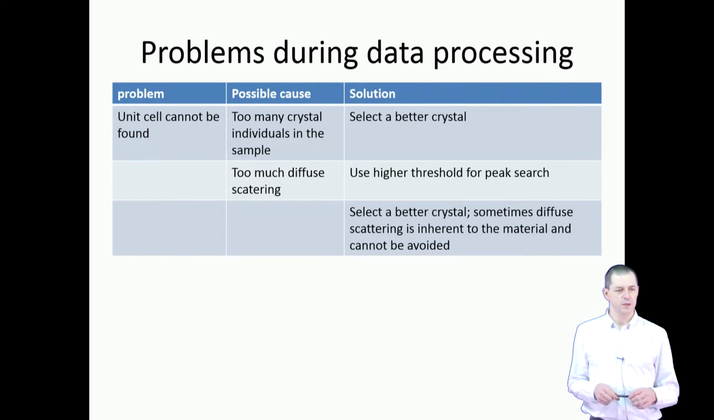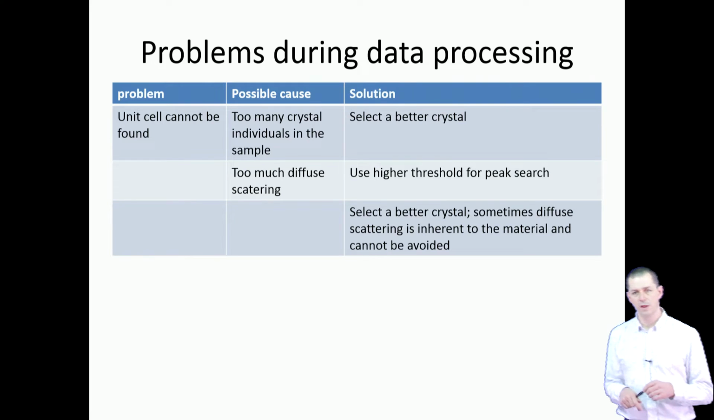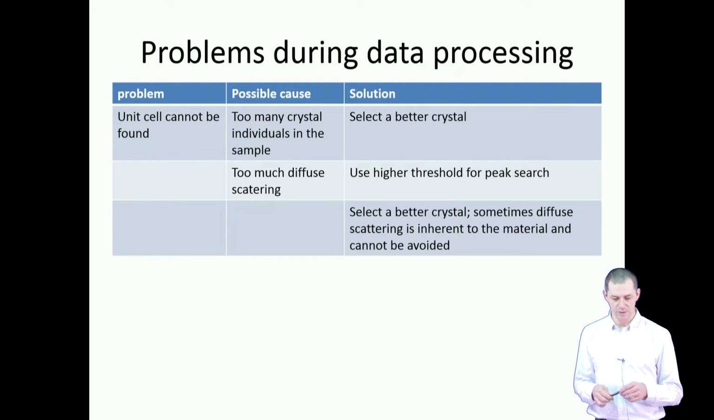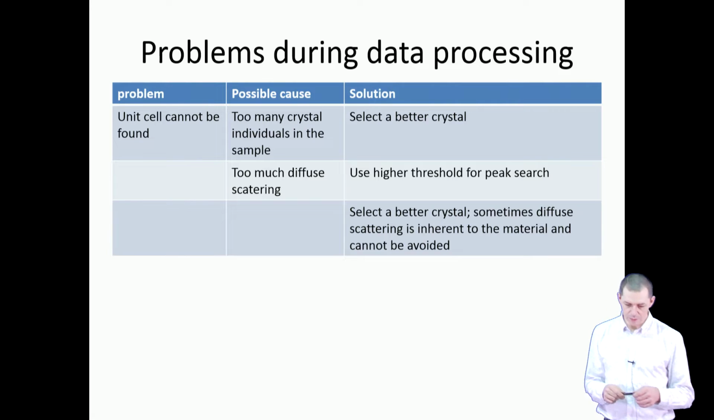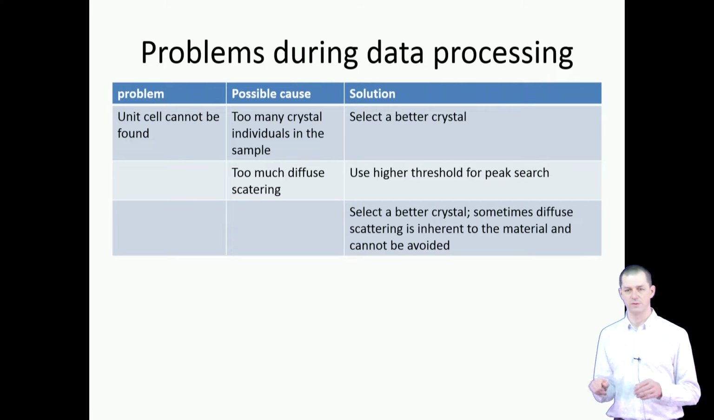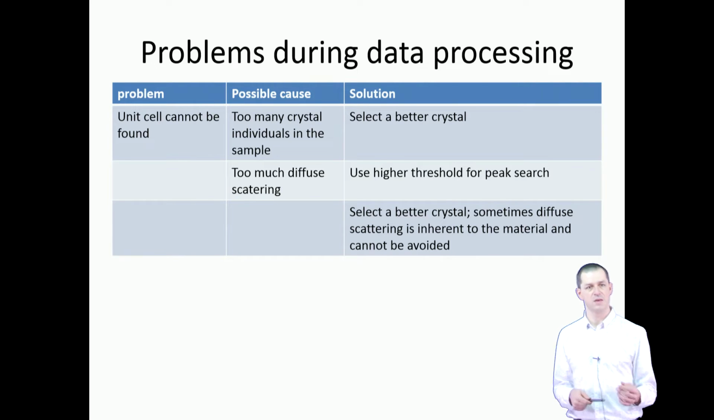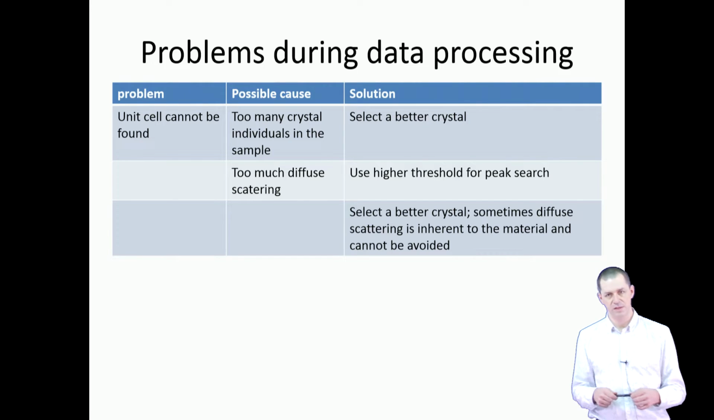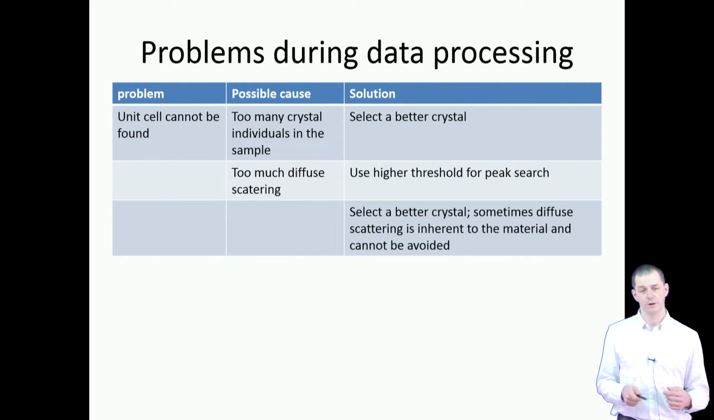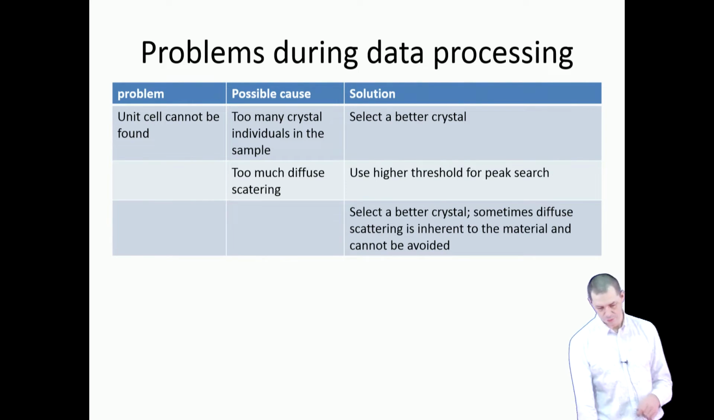If you have too much diffuse scattering, again, another crystal may give you a better result. Different crystals may have a different degree of order, and you may get a nicer result by choosing another crystal. However, sometimes the diffuse scattering is inherent to the material, and there is no way to avoid it. All crystals of the same material will have a similar diffuse scattering pattern. And then it means that if you want to describe that material properly, you need to take the diffuse scattering really into account.